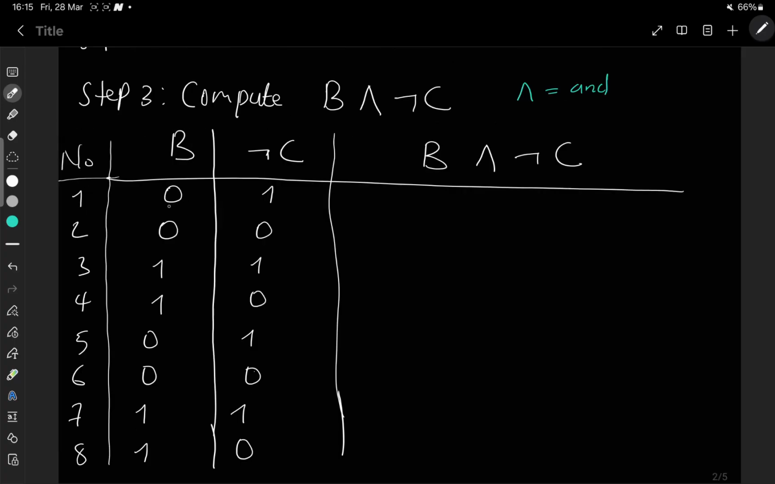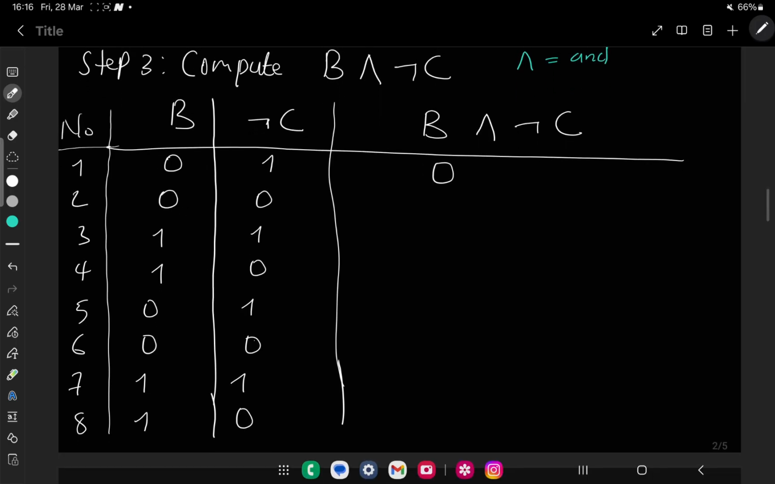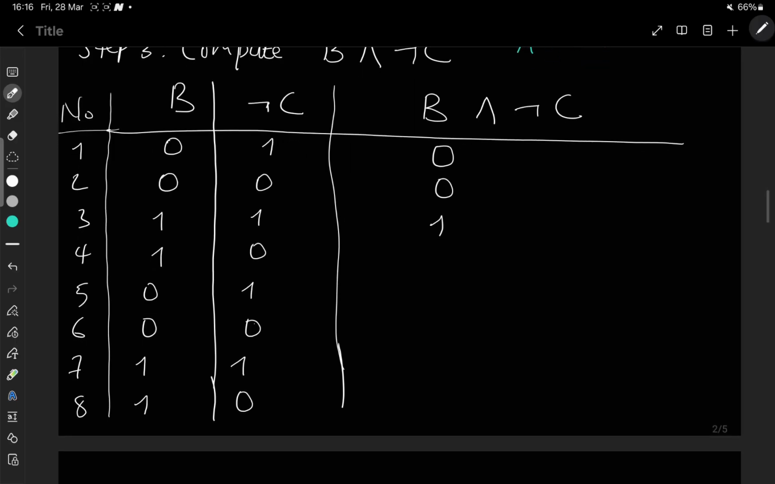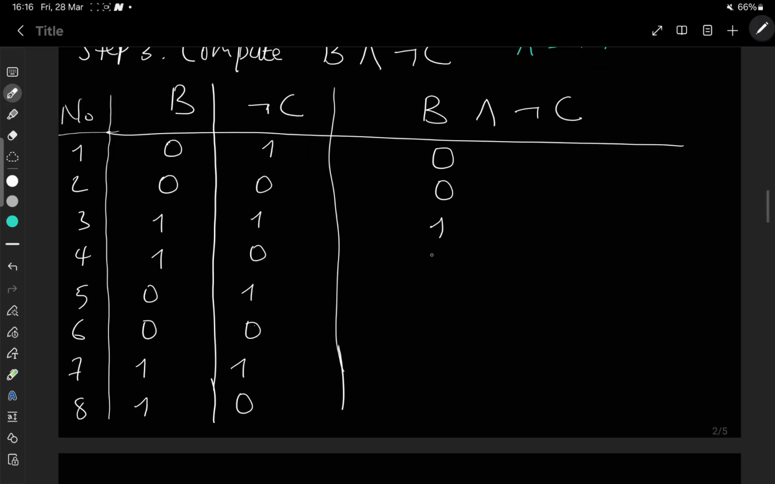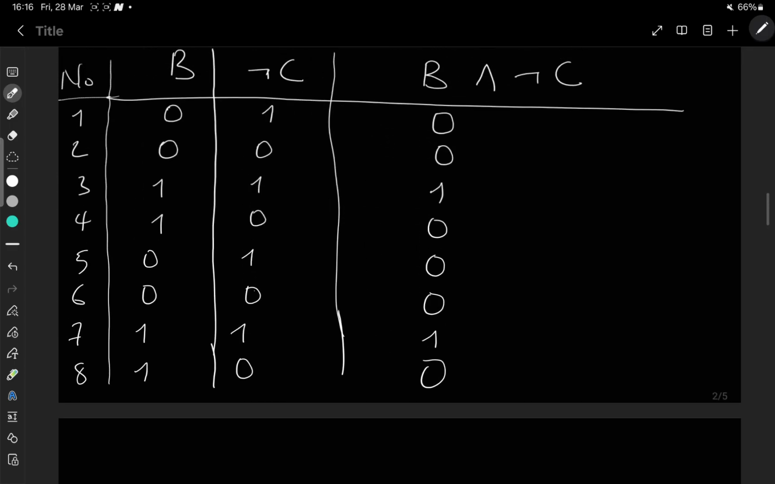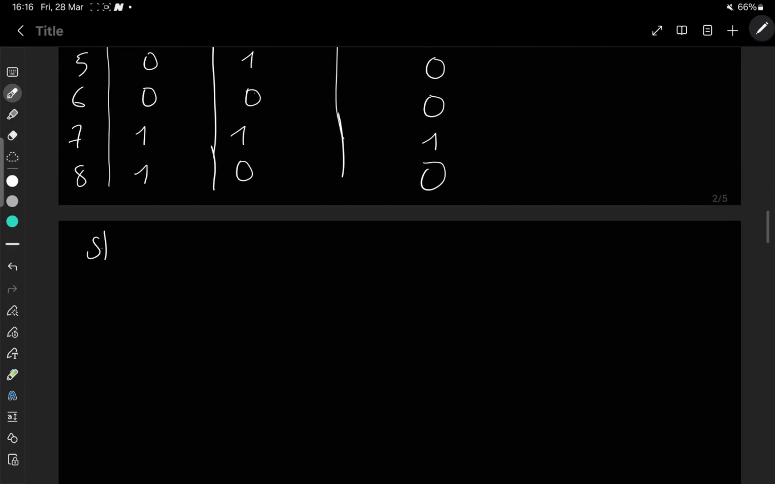All right, so now if one statement is false and another is true, that means the whole statement is what? False. If one statement is false and another one is false, then the whole statement is what? False. If B is true and negative of C is true, then we have the whole statement being true also. This will give us what? 0. This gives us what? 0. This gives us what? 0. This gives us what? 1. Then this gives us 0. Yes. Then our step 3 is completed. Then we move to step 4.